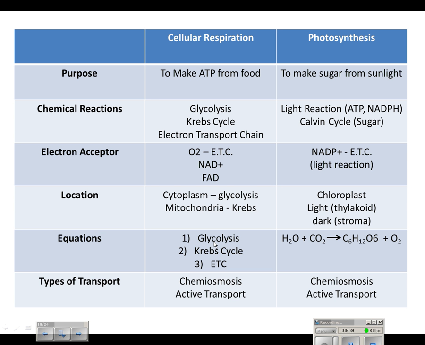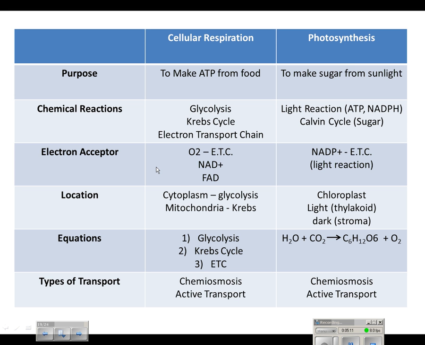Now let's compare. I keep talking about photosynthesis, and let's look at cellular respiration and photosynthesis together. The purpose of cellular respiration is to make ATP from food, and photosynthesis' purpose is to make sugar from sunlight. So they're related here because we take that sugar and then make ATP. The chemical reactions that are involved in cellular respiration are glycolysis, the Krebs cycle, and the electron transport chain. In photosynthesis, we have two reactions, the light reaction and the Calvin cycle.